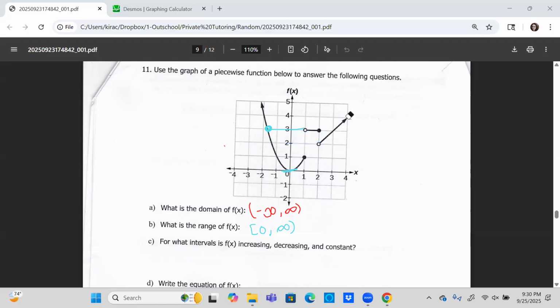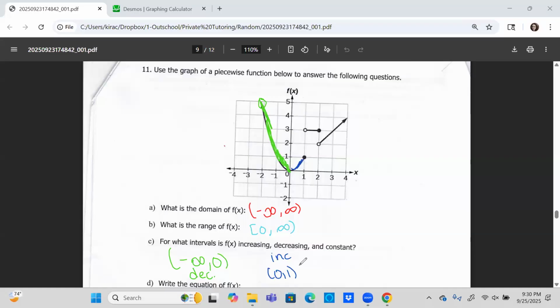What intervals is it increasing, decreasing, or constant? Okay, start on your left and ride your roller coaster. So left, down, down, down, stop. So from the left to 0, we are decreasing. Okay, get back on. Up, up, up, up, up, up, up. So we are increasing from 0 to 1.